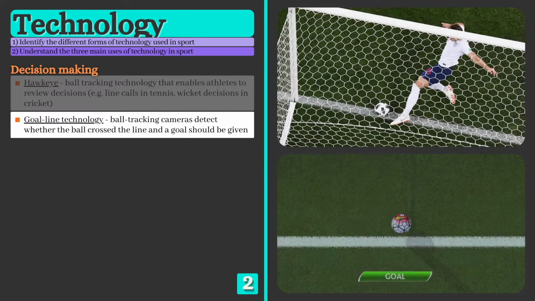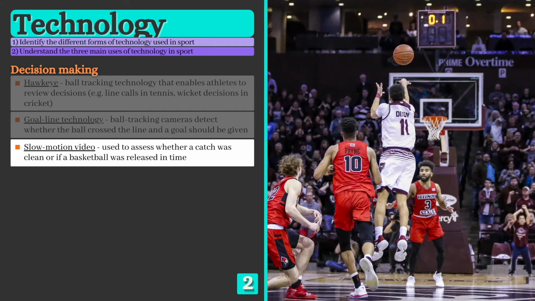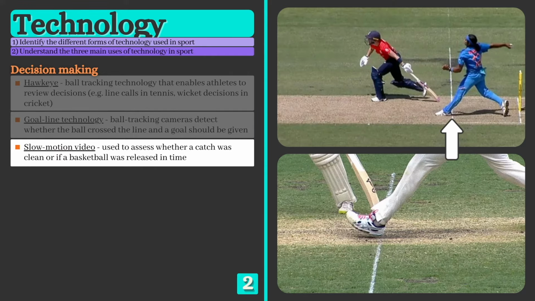decision. Goal line technology uses the same principle of ball tracking to determine whether a ball crossed the line and a goal should be awarded. To avoid disrupting the flow of the game, a radio signal is immediately sent to the on-field referee's watch, causing it to vibrate. Slow motion video is used to determine whether a ball was released before or after the buzzer in basketball, and if a bowler overstepped the crease, resulting in a no ball in cricket.